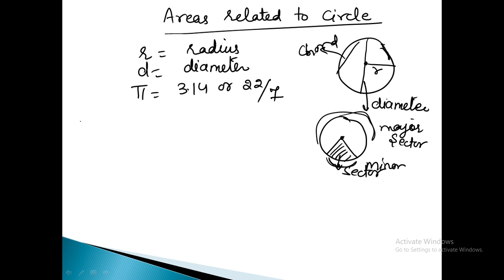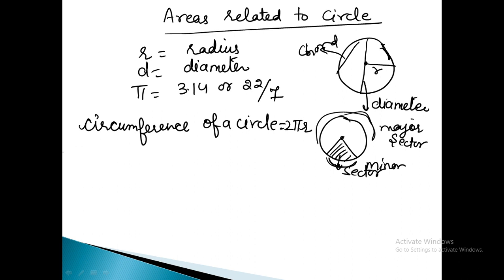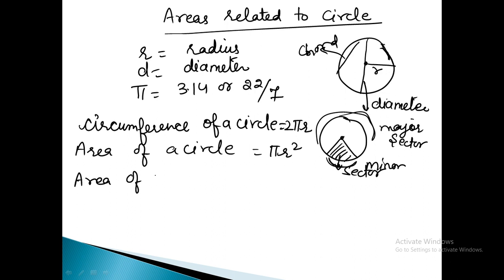Now the first important formula is circumference, which is also known as perimeter. The circumference of a circle's formula is 2 pi r. If you want to find the area of a circle, we will use pi r square. If we want to find the area of a semicircle, the formula is pi r square over 2.